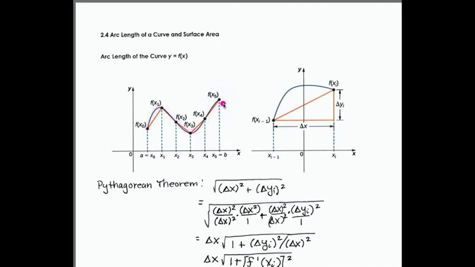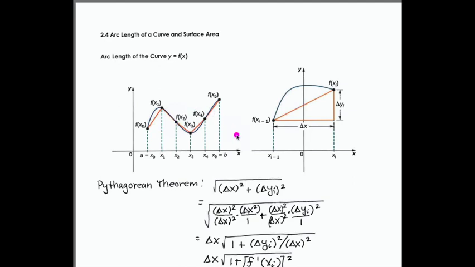So what we're going to do, like we did previously when we were trying to find the area under the curve, we're going to break up the intervals into smaller and smaller pieces until we get a limit that approaches the exact value of the arc length of that curve. So we're going to start by finding the length of these line segments, and then we're going to make those line segments smaller and smaller and add them all up.